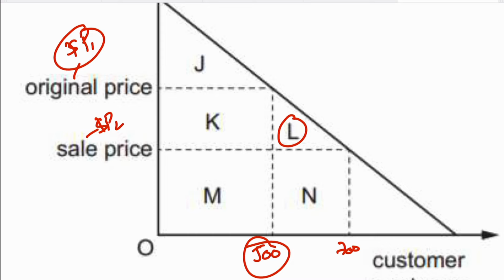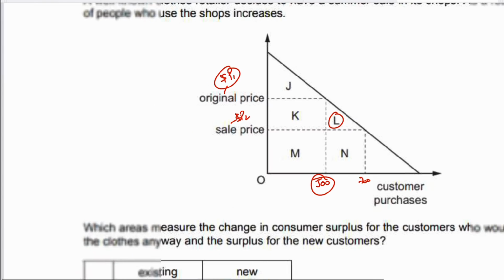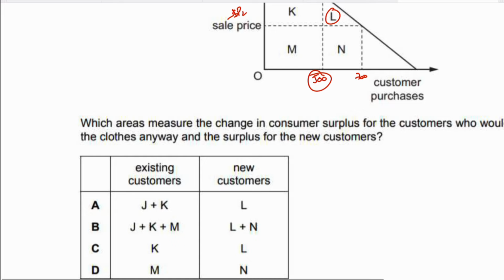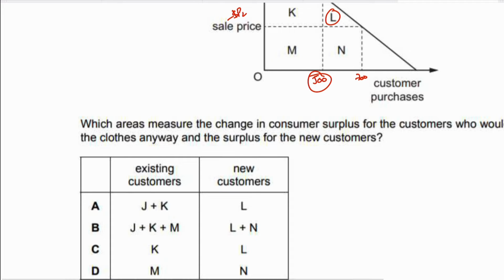So area L reflects the consumer surplus gained by the new customers, the new people who have entered the picture because now the price has gone down. So that consumer surplus is attributed to those people, right? So C should be the answer.